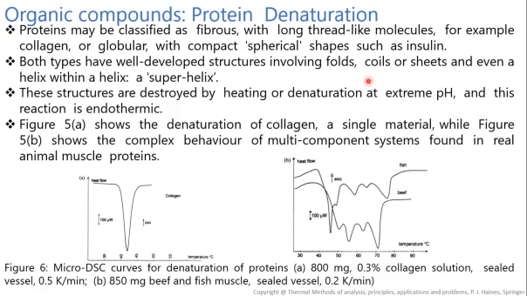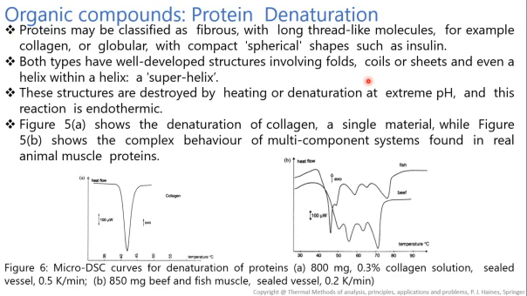These structures are destroyed by heating or by extreme pH, which is denaturation. As we know, denaturation means the breakdown, decomposition, or degradation of that particular protein structure. Figure A shows the denaturation of collagen, a single material, while figure B shows the complex multi-component system found in real animal muscle protein. So these are the two figures.